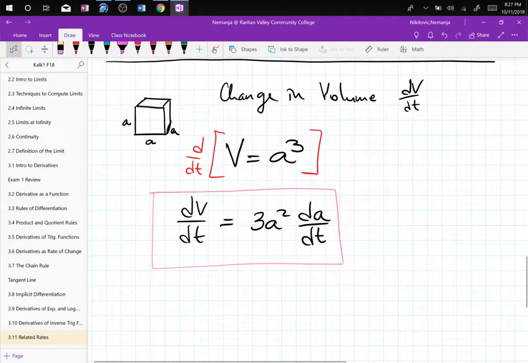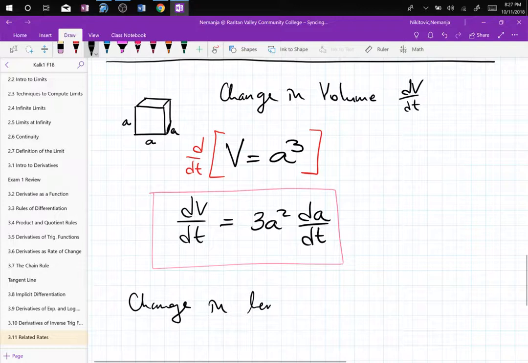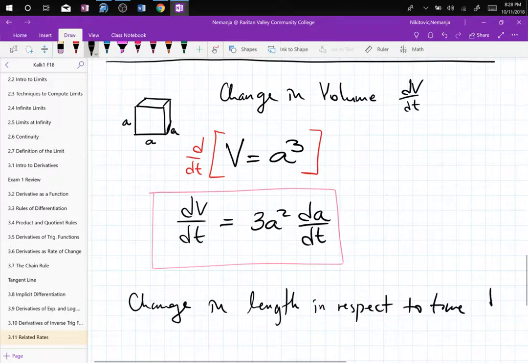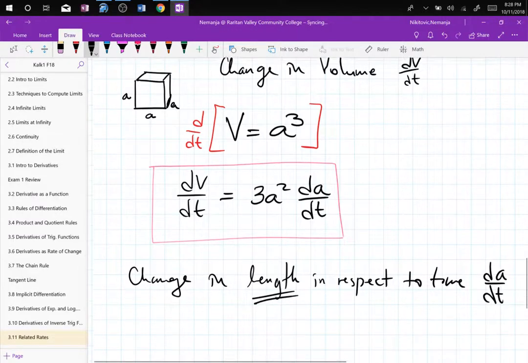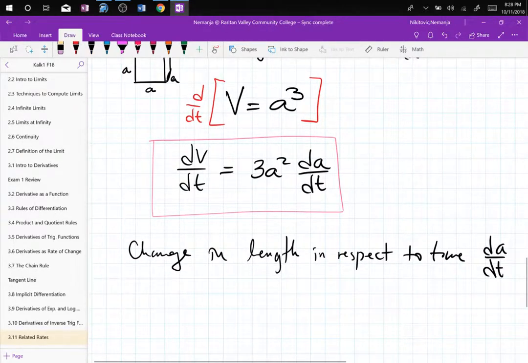So we can come up with whatever values, doesn't matter. So let's say that change in length with respect to time, and that will be dA/dt. You see, length is one-dimensional, right? If length is one-dimensional, well, then your A is just going to have the units of length, divided by time, whatever they have.